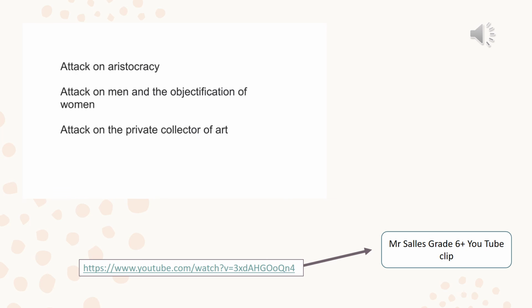And then finally, its attack on the private collector of art. He believes, it seems through this poem, that art should be available to all. It should be for the benefit of everyone because it celebrates life. And the Duke is the antithesis of that. He does the opposite of celebrating life. He tries to capture a moment of it in art and prefers that to the real thing. In fact, he has the real thing, the Duchess, killed.